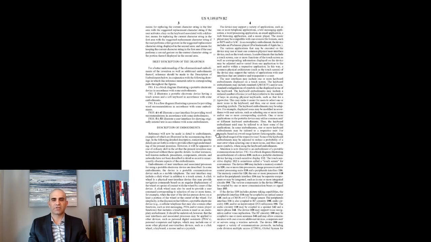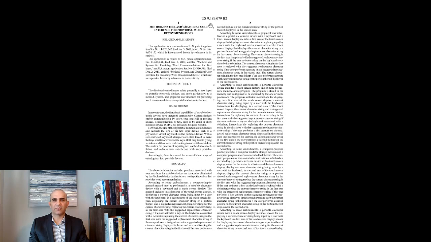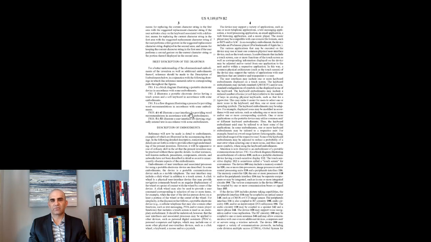The next section is really the detailed description. In this case, they wrote description of embodiments. That's really what we call the detailed description. As you can see, if I go up a page, the column numbers are here, then the background goes into the summary, and then the summary goes into the description of drawings.